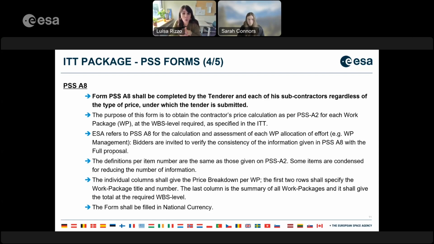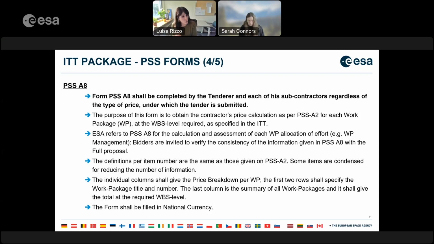Please make sure that the whole calculation given in the PSS A8 also reflects the data and information set in the key personnel table, because most of the times there is a discrepancy, and based on ESA rules, we must address this point and get back to you with a negotiation point asking why there is such a discrepancy.